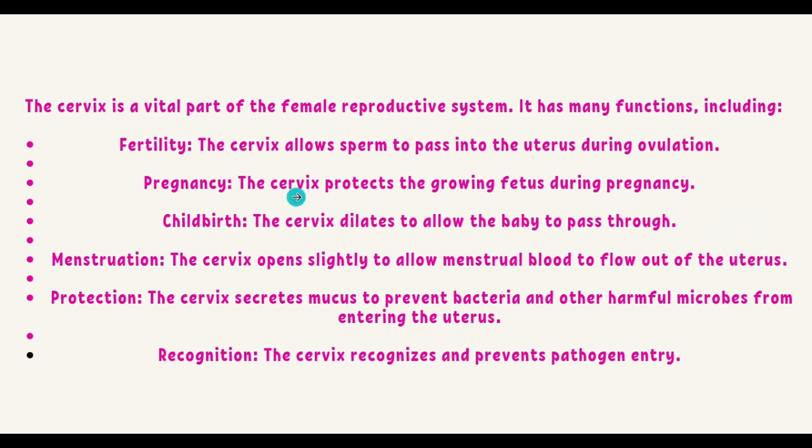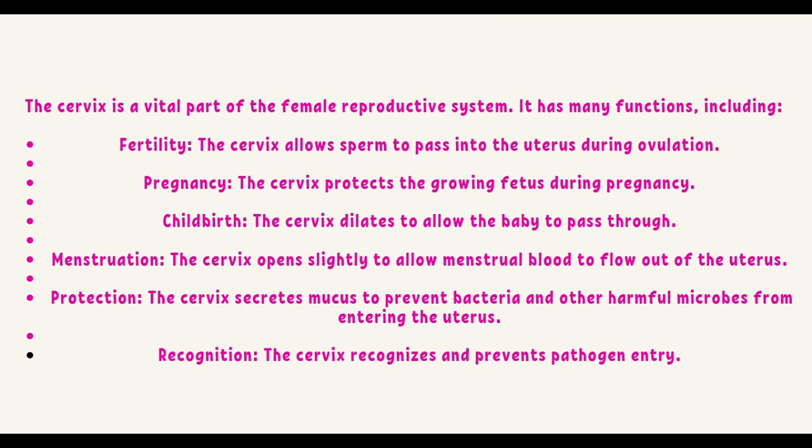Right? So then let's talk about the cervix. It's a vital part of the female reproductive system. It has many functions, including fertility, pregnancy, childbirth, menstruation, and also protection. So as it relates to fertility, the cervix allows the sperm to pass into the uterus during ovulation. Pregnancy: the cervix is what protects the growing fetus during the pregnancy.